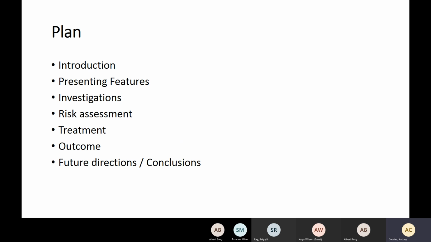So start with an introduction, go over how AML presents, how we investigate it, how we go about risk assessing. In fact, if anything, that's probably the key part of the talk. Then a bit about treatment, what we expect in terms of outcomes, and then a little bit of looking to what the future directions for AML are and what kind of conclusions we can draw from where we are today.